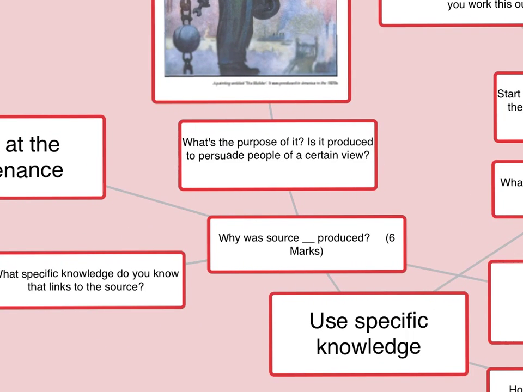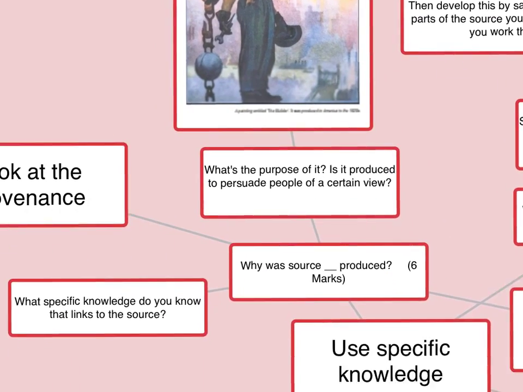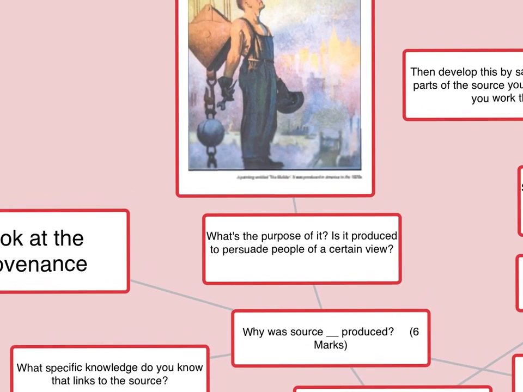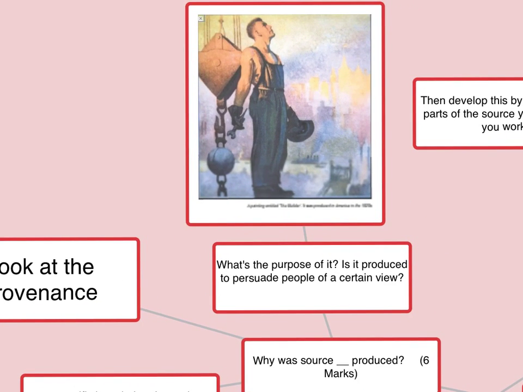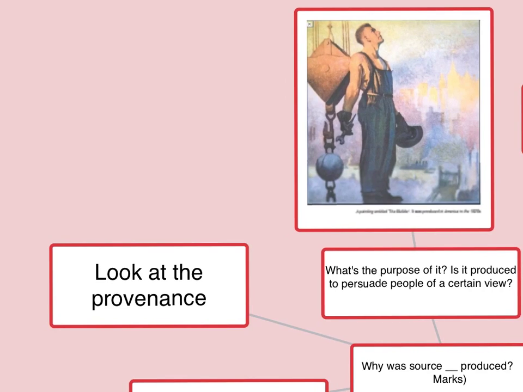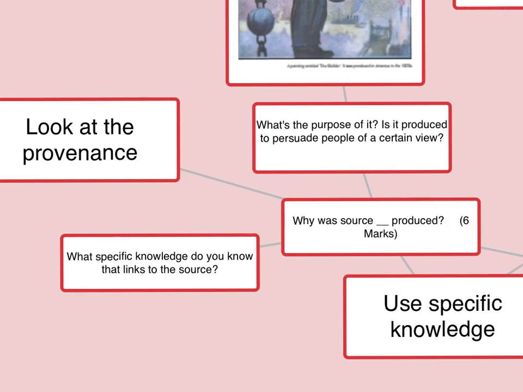Okay, now then, why was this source produced? All right, and that's the first question. What is the purpose of it? Is it produced to persuade people of a certain view? Is it from a certain party, or is it like this one here we've got? It's obviously trying to promote America in the 20s as a great place. Look how important the builder is, and that's obviously partly why it is produced. Key point, look at the provenance. Now in my brilliant screenshot here, you can't actually read what it says, but it's really important to see where the sources come from. Okay, and what specific knowledge do you know that links to the source?